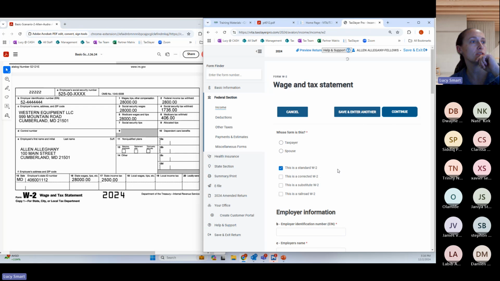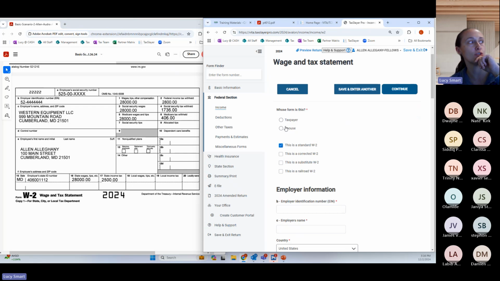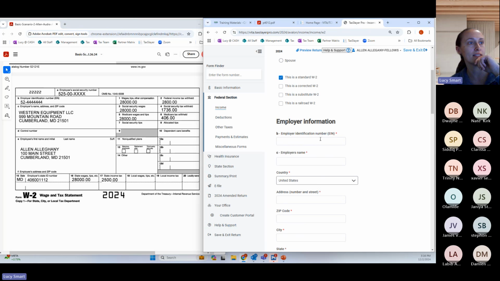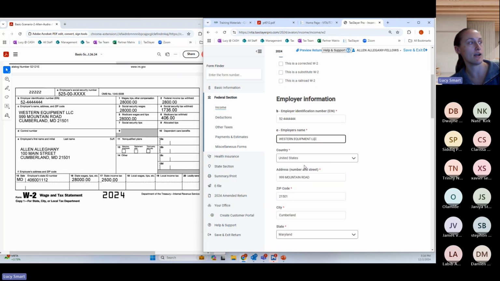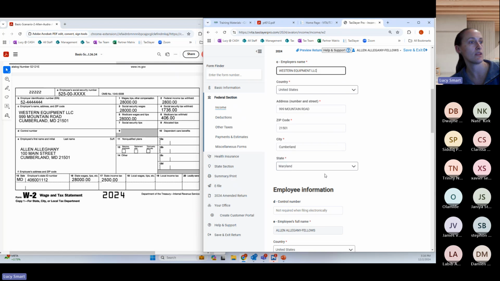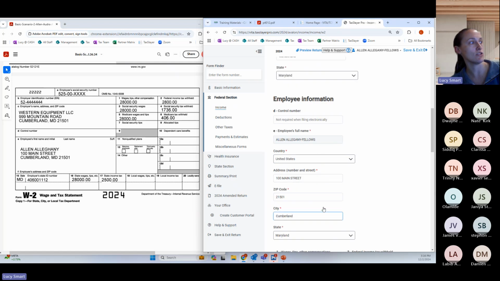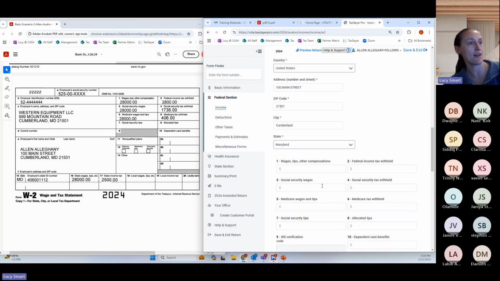Let's start with W-2s. Because they're married filing jointly, we have to choose who the W-2 belongs to. Remember, we made Alan the taxpayer and Audra the spouse. So this one's for Alan. Standard W-2, that's the case most of the time. And then we want to enter the information exactly as it appears. So the employer identification number, looks like this number's already been entered in, and it's correct with what we have. So we can just leave that. That's a great thing that happens throughout tax season. The employee information is also already in there, and it's correct. So we are good there.